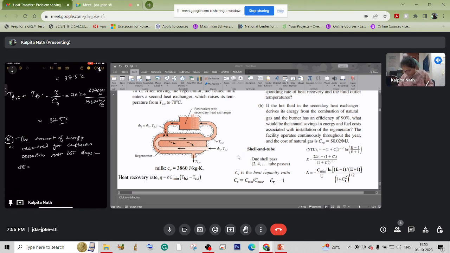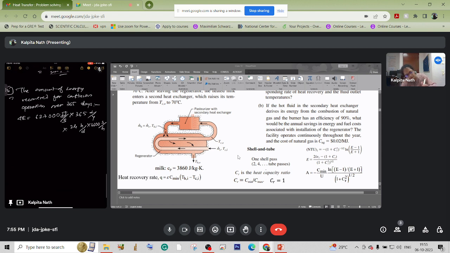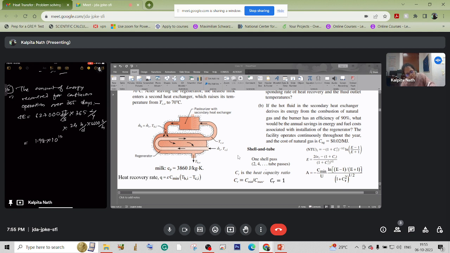So del E is equal to 627,000 watt, like we already found out here, right? So that is joule per second. Second will convert to year, right? So there are 365 days in a year, 24 hours in a day, and 3600 seconds in an hour. So this is converted to joule per year, so this is 1.98 into 10 to the power 13 joule per year.